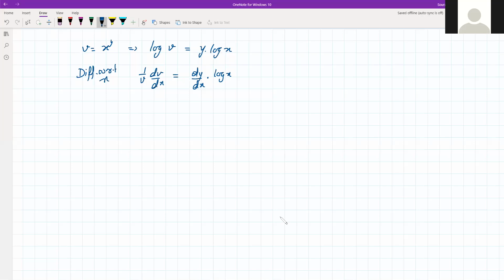We are applying the UV rule again. So first function differentiation into second function plus first function as it is, into differentiation of second function, right? So we have dv by dx is equal to v into log x dy by dx plus y by x.